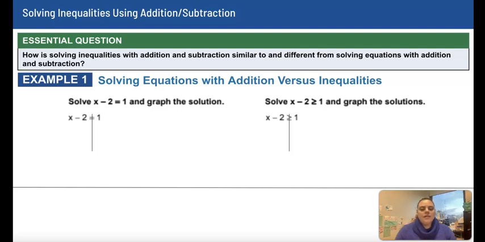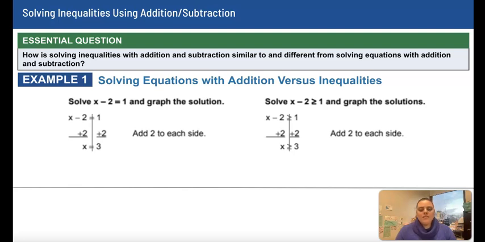In this case, x is being subtracted by 2, and the opposite of subtract 2 is to add 2. So we are going to add 2 to each side. When we add 2, on the left side, we end up with just x, and on the right side, we get 3. So in the equation, we have x is equal to 3, and in the inequality, we have x is greater than or equal to 3. So they are the exact same. The only thing that is different here is the symbol. The inequality is replacing the equal sign.